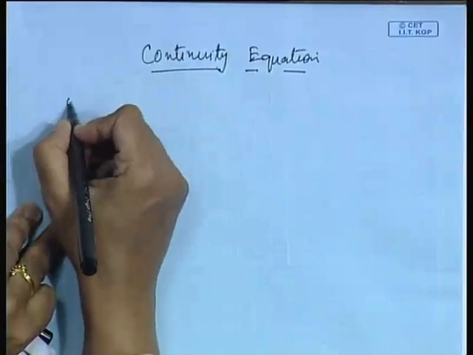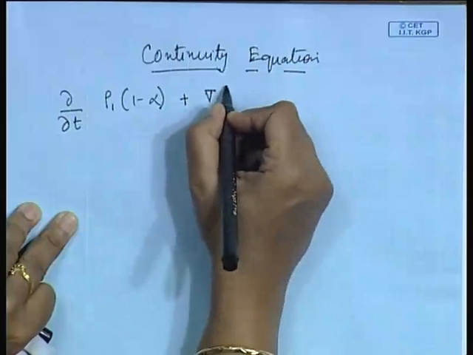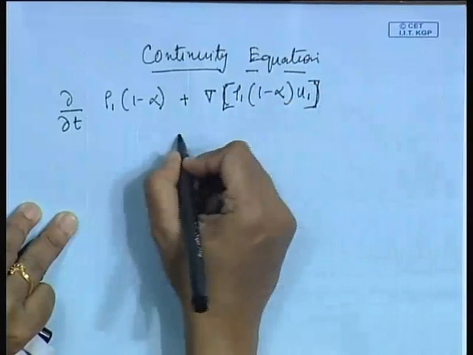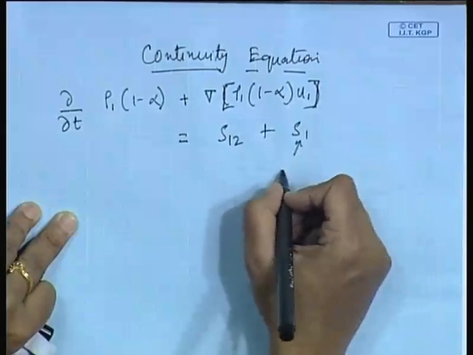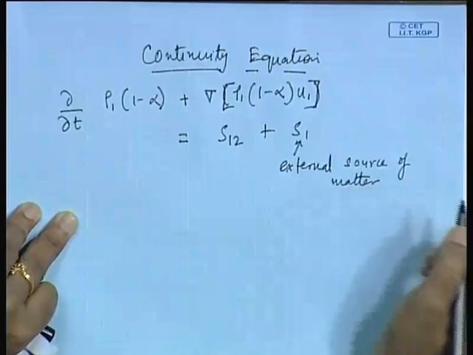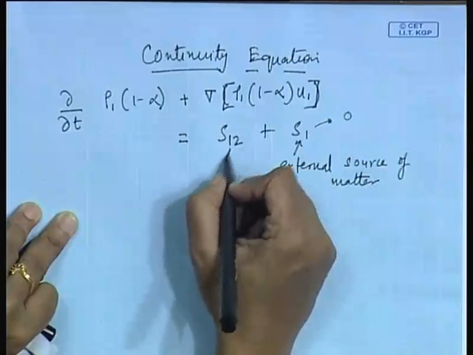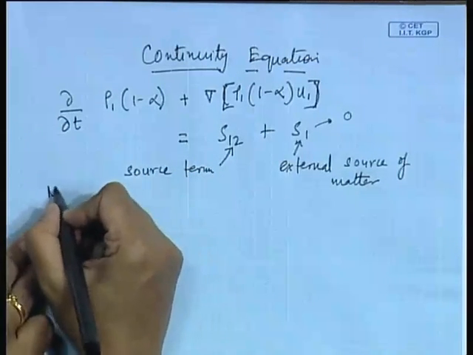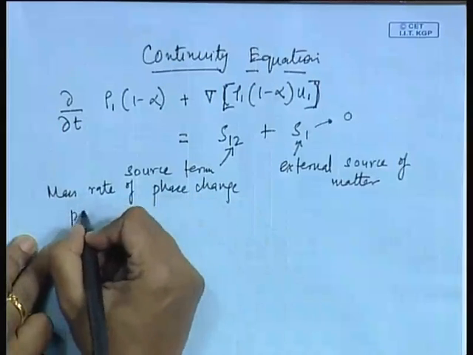So, for phase 1, we will have a Navier-Stokes sort of an expression, the partial derivative of rho 1 into (1 minus alpha) with respect to time, plus the divergence of rho 1 into (1 minus alpha) u 1. Let us do it like this. This is equal to S 12 plus S 1. Now, what is this S 1? This S 1 is the external source of matter. Suppose some particular amount of phase 1 is entering the channel other than the flow condition. Usually this term can be taken as 0. And what is S 12? This is known as a source term, which represents the mass rate of phase change per unit volume.